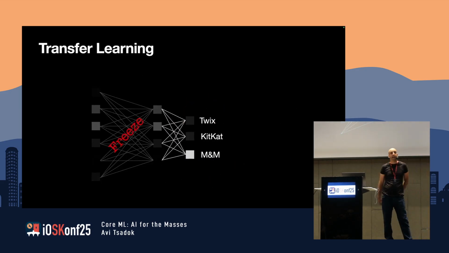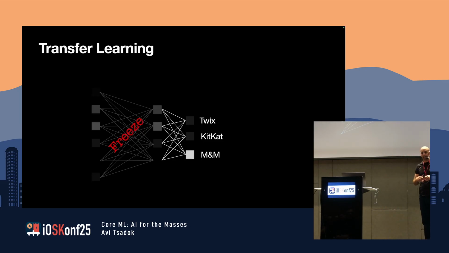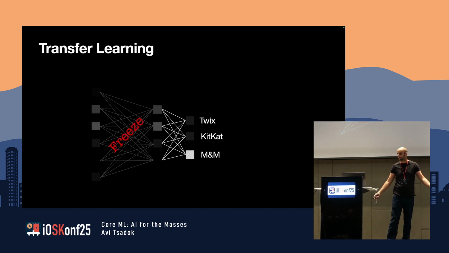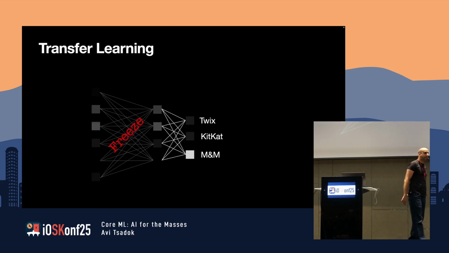we're going to freeze the other connections or the other layers, and we're going to add a new layer, which only contains the different candies that we want, like Twix, Kit Kat, or M&M. Now, when we do that, what we can do is we can train only the last layer, while all the rest of the neural network is frozen.